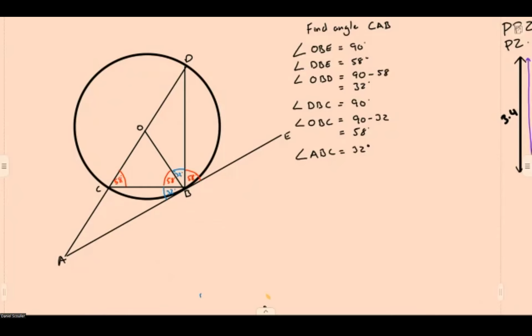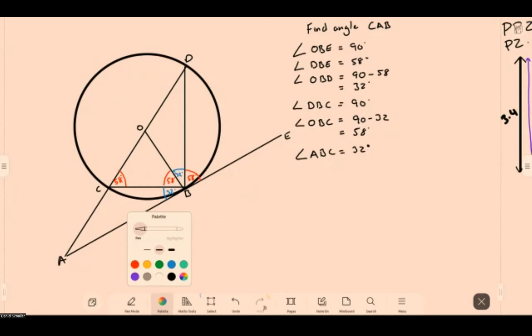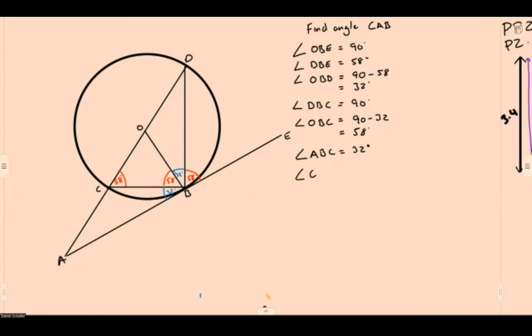58 degrees. Now, let's write that. Angle OCB is going to equal angle OBC. Angle OBC we found up here, so we know what that is. So that means angle OCB, the one that I've just drawn on, is equal to 58 degrees. I love 58s.